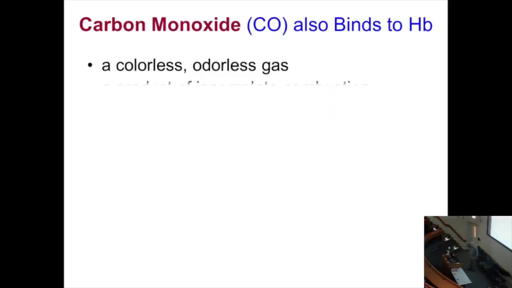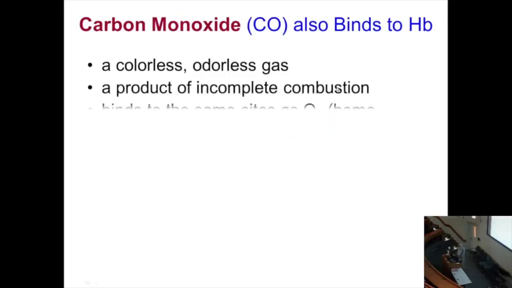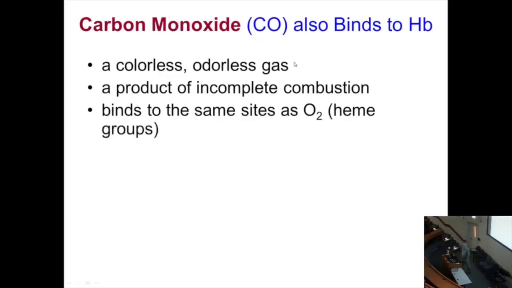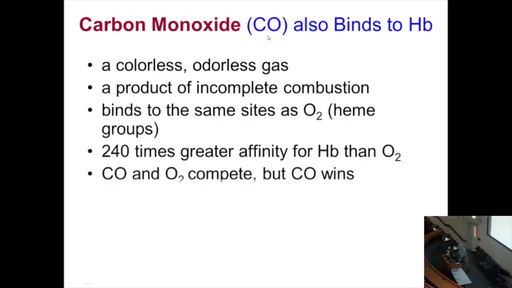Okay, so that's oxygen. Let's talk a little bit about carbon monoxide. Carbon monoxide, CO, one oxygen with carbon, binds to hemoglobin. Carbon monoxide is a colorless, odorless gas. It's a product of incomplete combustion. Every winter you'll read in the newspaper about some family who was killed at night by a malfunctioning, poorly ventilated water heater that produced carbon monoxide. It's colorless, it's odorless. You can't detect it, but it's there and can be lethal.